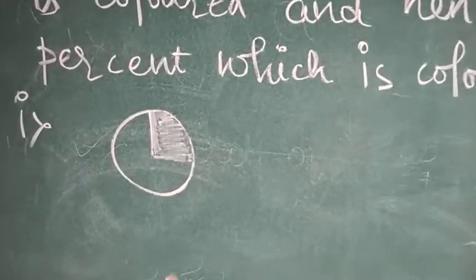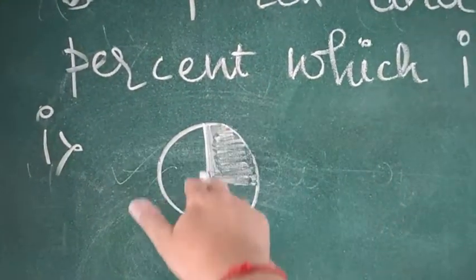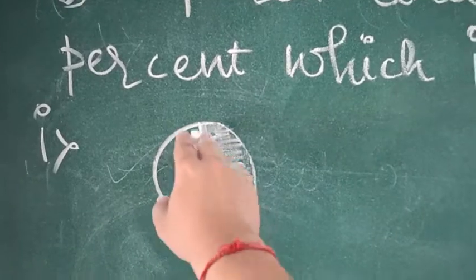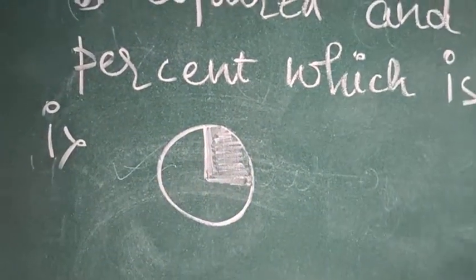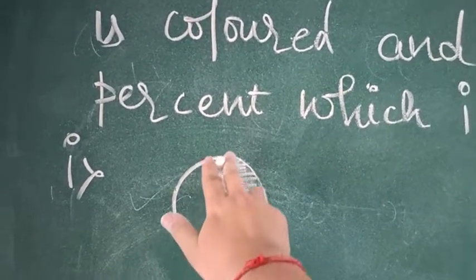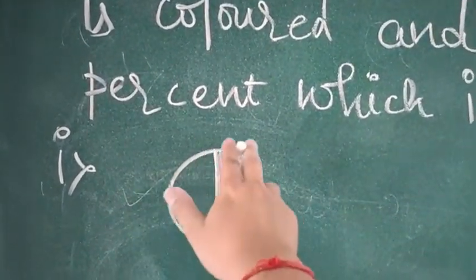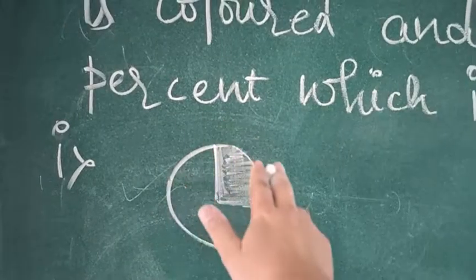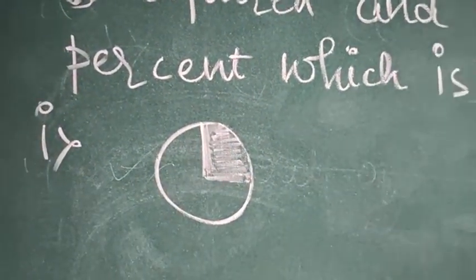Okay, so this is the colored part. Over here I don't have any color, so I have shaded this with the chalk. So this is the colored part. So you have to find out the percentage of the colored part. Also you have to find what part is shaded.